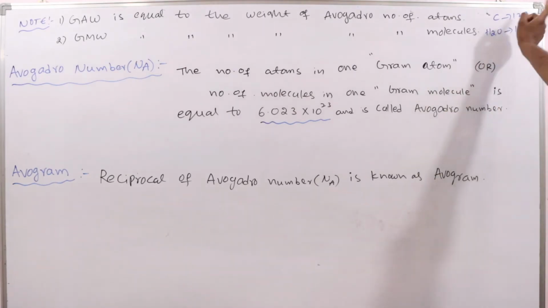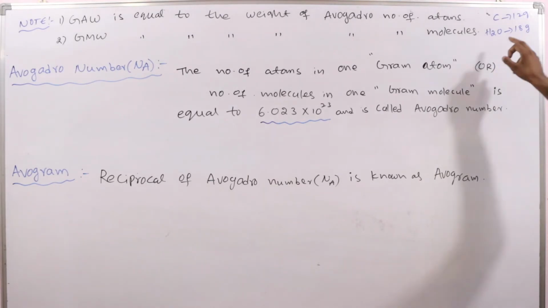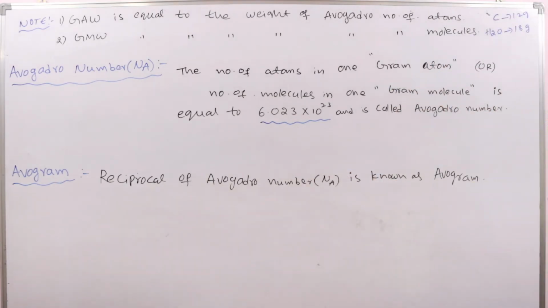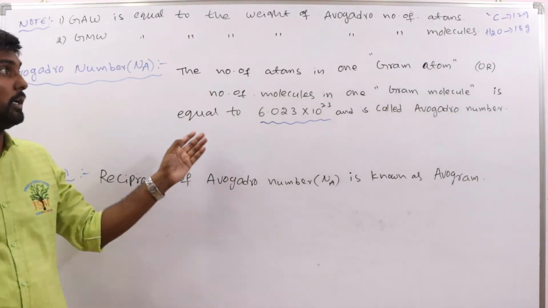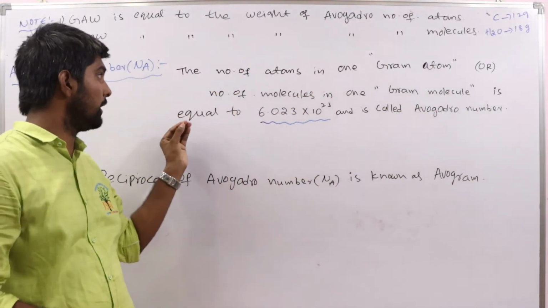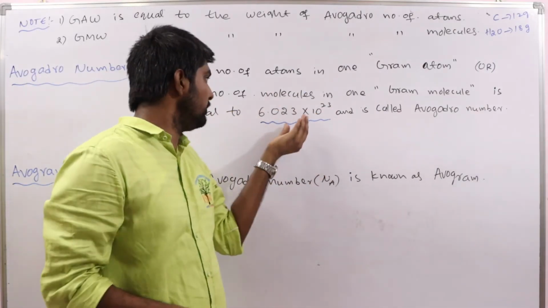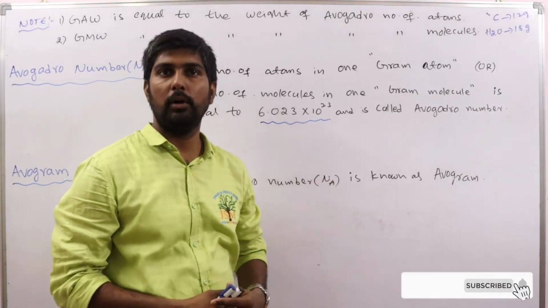In the same manner, the gram molecular weight of water is 18 grams. This is the weight of these many water molecules, not the weight of a single water molecule. That's why the number of atoms in a gram atom, or the number of molecules in a gram molecule, is equal to this number, and this is called the Avogadro number.